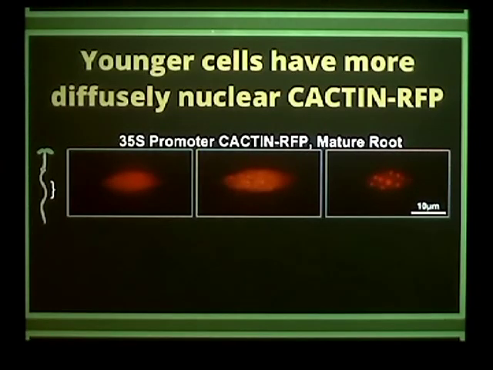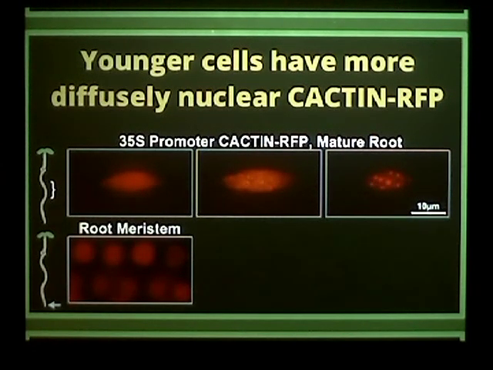So do we see the same sort of correlation between active cells having a more widespread pattern and inactive cells having a more speckle pattern with cactin? Here I'm showing you different cells within the mature root region of a seedling, and particularly in younger seedlings that are much smaller, I see most of the cells looking more in this diffuse widespread type of localization. As the seedlings get older, I start to see more of a transition towards these discrete speckles.